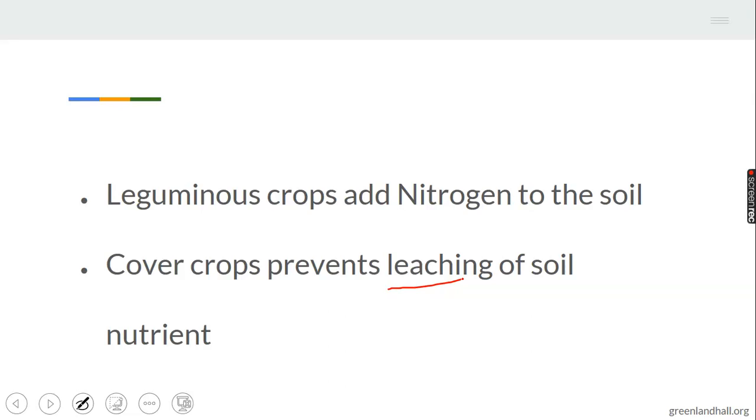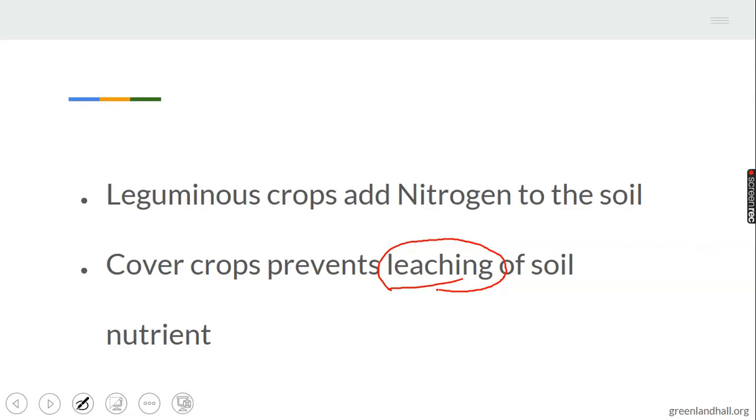When the nutrients in the soil are washed away, that process is called leaching. So when cover crops are planted, it prevents this leaching. It prevents the washing away of the soil nutrient. Take note of the meaning of the word leaching. That is the washing away of the soil or plant nutrient.